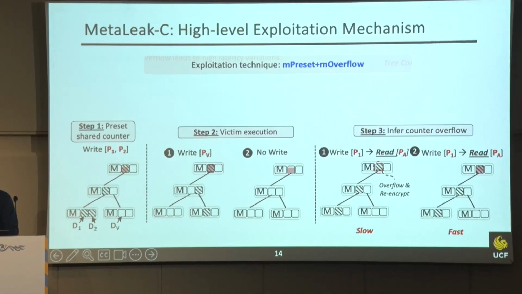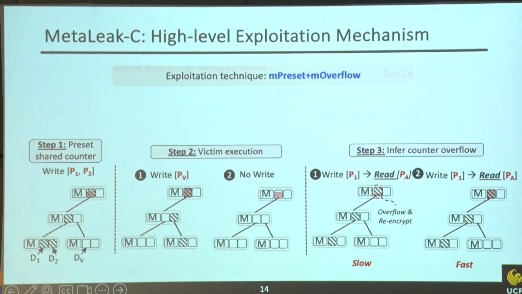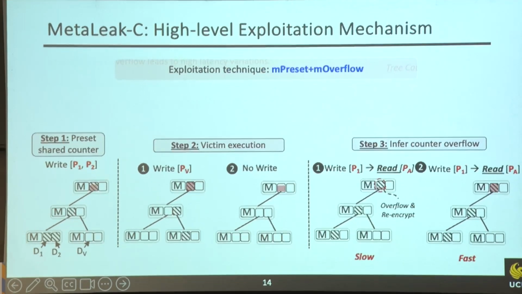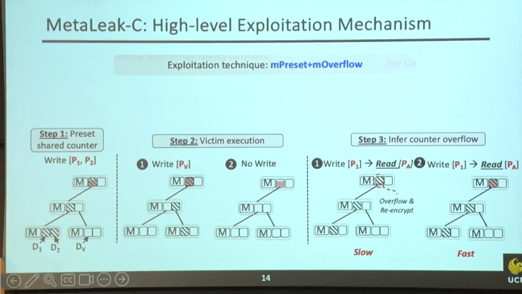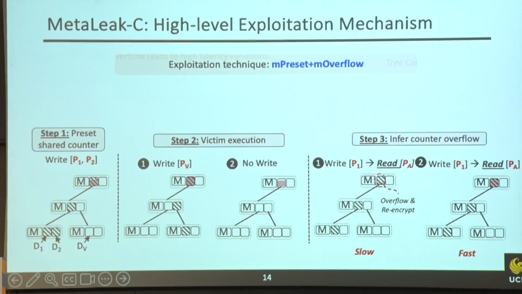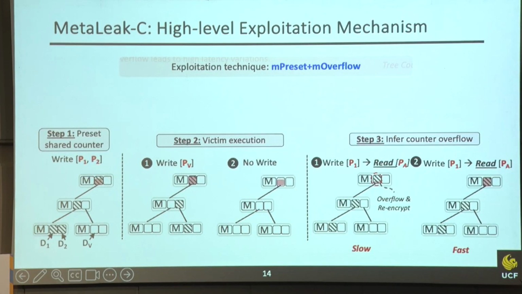Essentially, assume that the attacker and victim have a shared counter which will be incremented together. The attacker first presets the counter through a sequence of write operations so that the state of this shared counter is just one write short of saturation. Then we wait for the victim execution, which may have a secret-dependent write operation. If that write operation is initiated, the counter would be fully saturated. Otherwise, the counter will still have one more write to go.